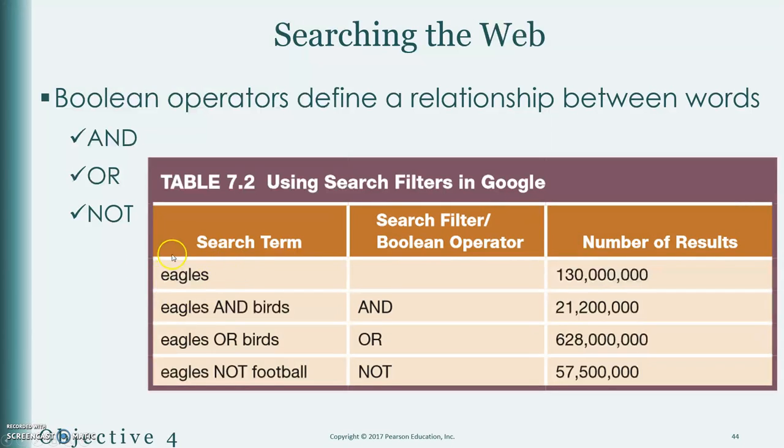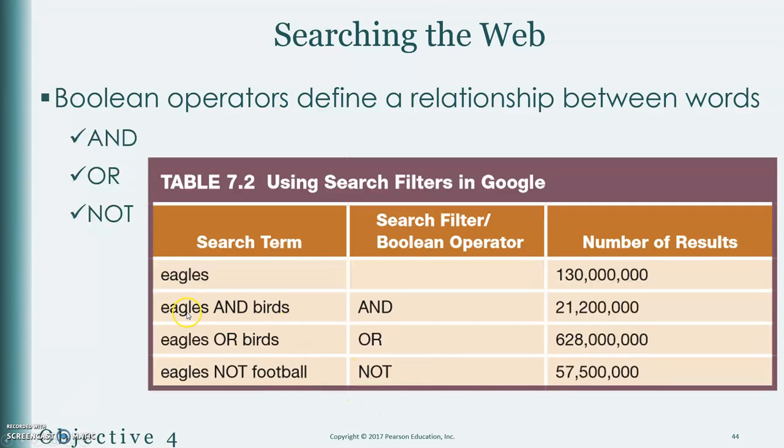Maybe you're just searching for eagles. So you enter that in, you press enter, and Google brings up 130 million results. That's a lot of results, all right? So you say, okay, I'm going to use the Boolean operator and try and narrow down my results a little bit. So I'm going to search for eagles and birds. This is my Boolean operator I'm using, and Google returns 21,200,000 results. So we've cut out like 110 million results.